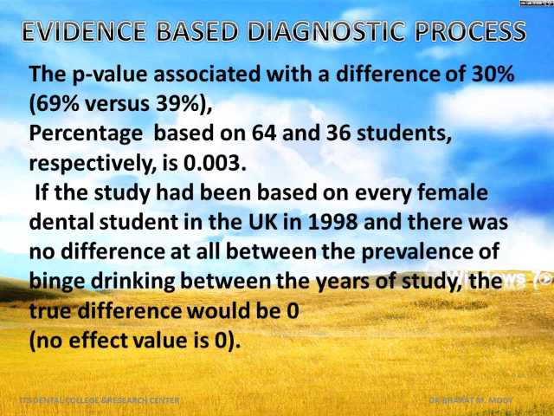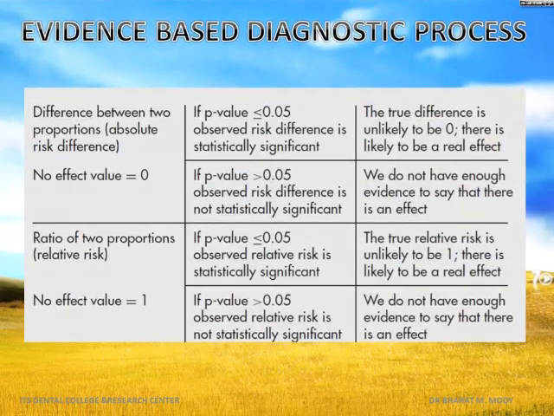And if, for the female students in the UK, there was no difference at all between the prevalence of binge drinking between the years of the study, the true difference would be zero. That is, there is no effect value. That is the final conclusion of this particular p-value. If there is no effect, the value is zero, and this is how you interpret that.